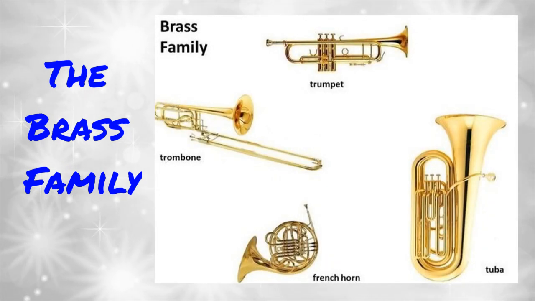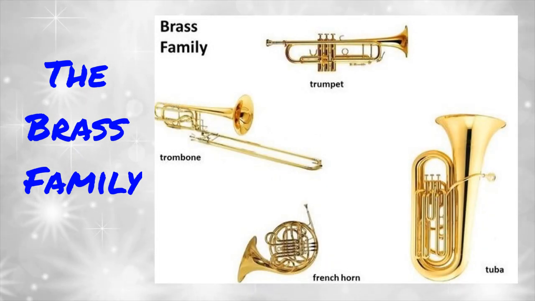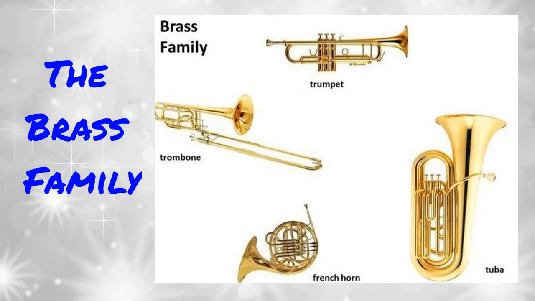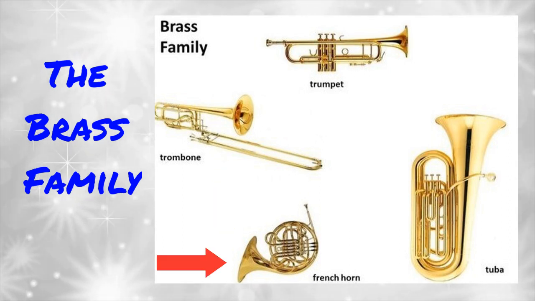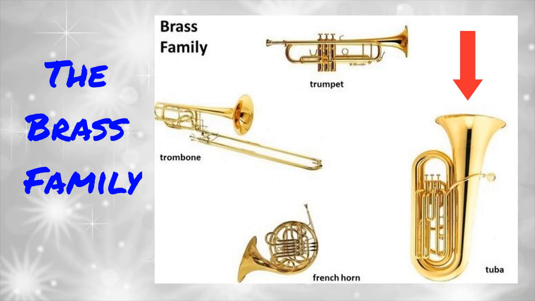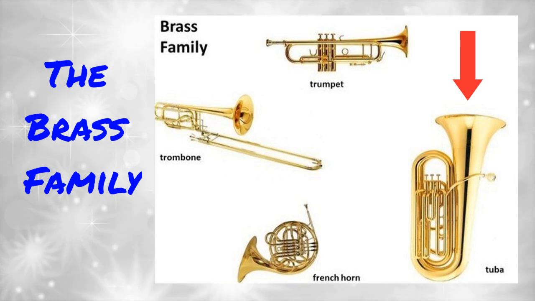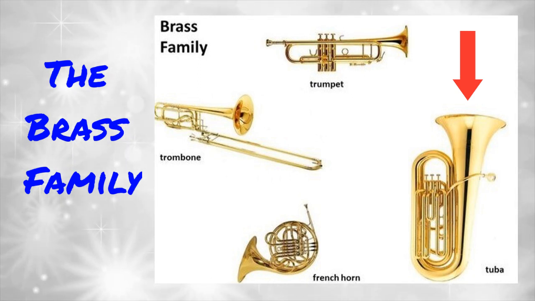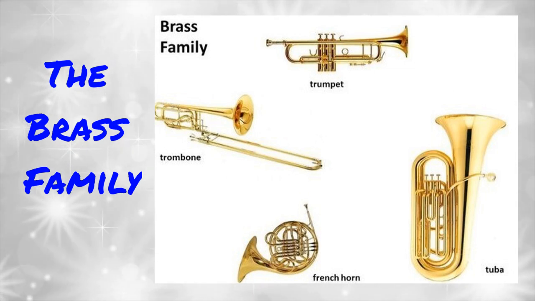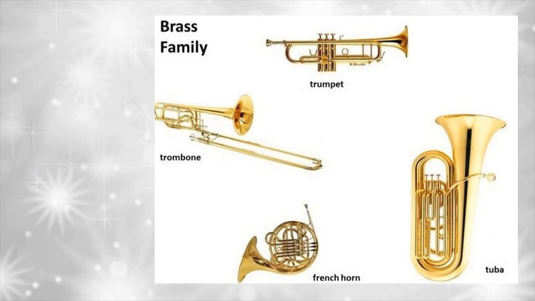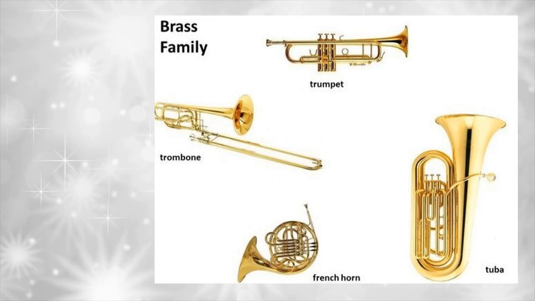The brass family includes the trumpet, the trombone, the French horn, and the tuba. The tuba is the largest instrument in the brass family, and other than the double bassoon, it does play the lowest note in the entire orchestra. Let's listen to an example of the brass family.